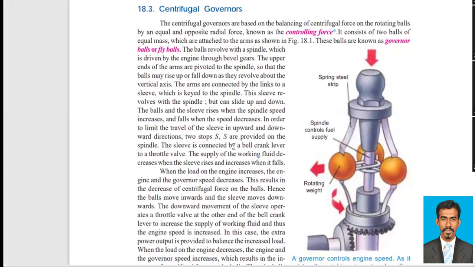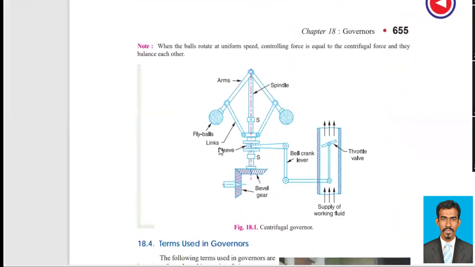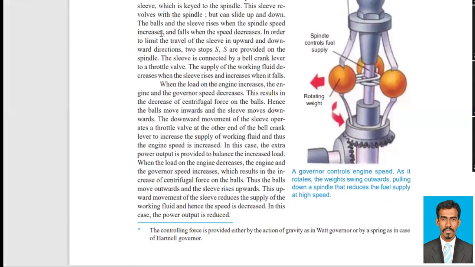The sleeve is connected by a bell crank lever to a throttle valve. Here you can see the sleeve is connected with the bell crank lever to a throttle valve. When the sleeve moves up or down, the bell crank lever would be tilted either this way or this way. Based on that, this will tilt the throttle valve to either the open position or the closed position.